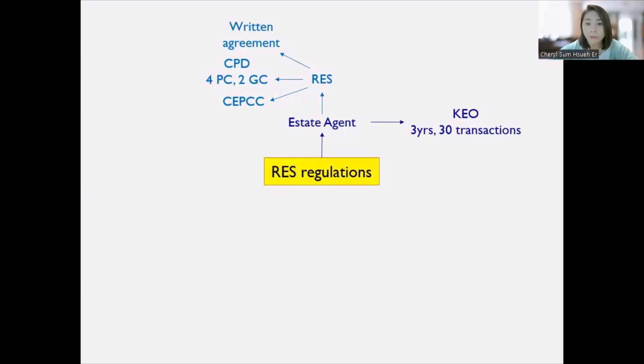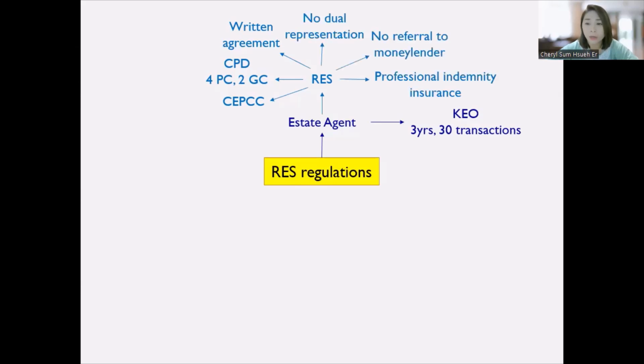We do have to have a written agreement with the estate agent before you can start doing your practice on the ground. Some of these other things are keywords that we have picked up as well: no dual representation, no referral to moneylender, and professional indemnity insurance before we can start doing our estate agency work. Under CEA, there is also this dispute resolution scheme, more for the consumers as a recourse if they were to face some errant estate agents on the ground.